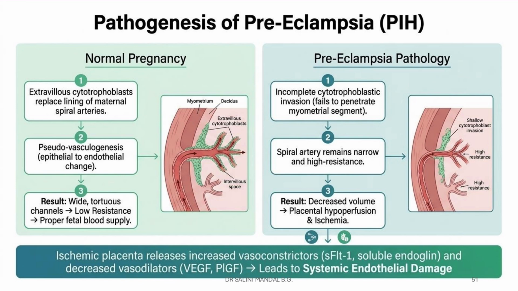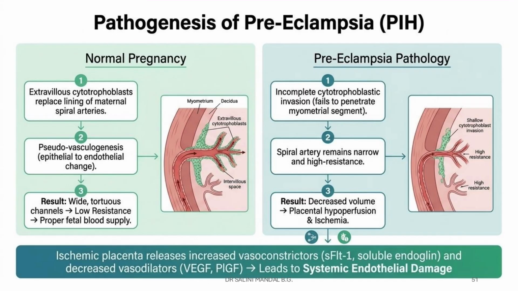What's the pathophysiology? Just one word you need to remember: in a normal pregnancy, extravillous cytotrophoblasts replace the lining of the spiral artery, so that the diameter of the arteries becomes larger, and there is no resistance. But in preeclampsia, incomplete cytotrophoblastic invasion happens. It means the spiral artery remains narrow, and there's going to be high resistance. So decreased blood volume, that means hypoperfusion and ischemia will be there.